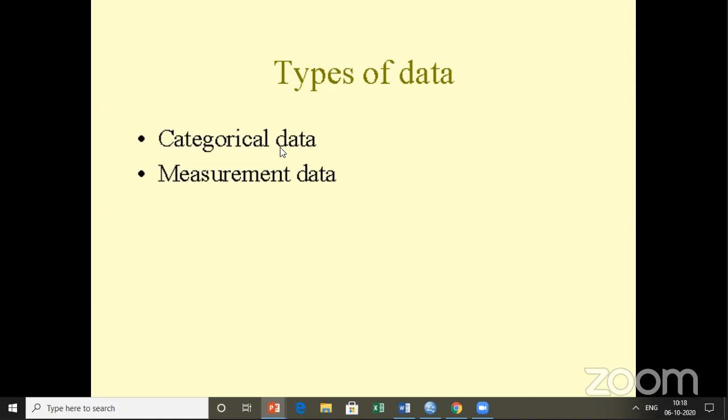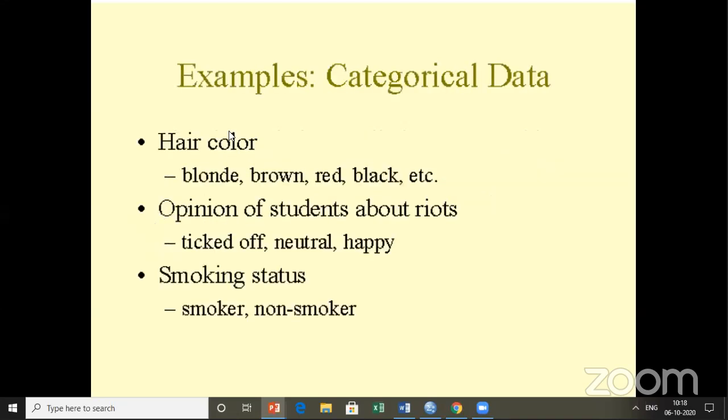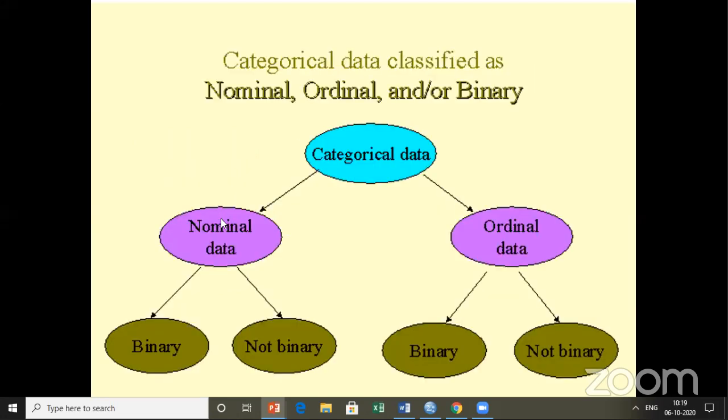Qualitative is this and quantitative is that. Once again, a qualitative trait that you have is called categorical data. They are only labels or frequencies or whatever categories. For example, hair color, blond, brown, red, black, etc. are categorical data you collected. Then the opinion of students about rights, upset, neutral and happy, is also categorical data. Smoking status, smoker and non-smoker, is categorical data as well. Categorical data is divided into nominal data and ordinal data.